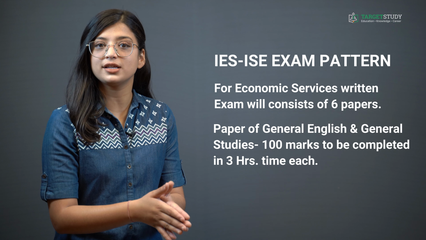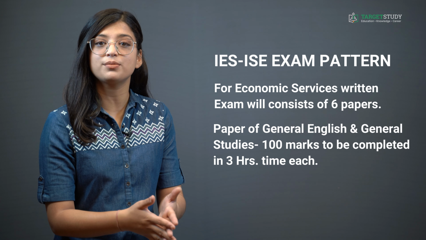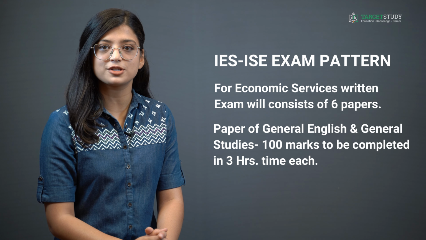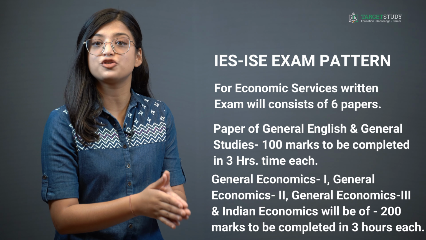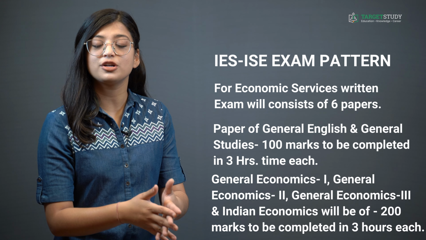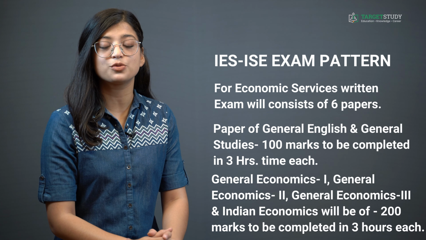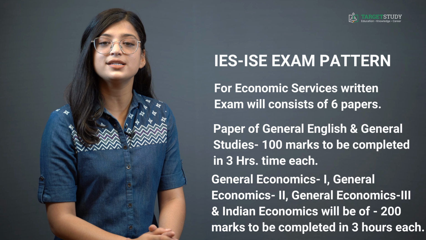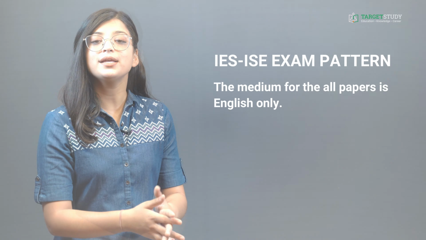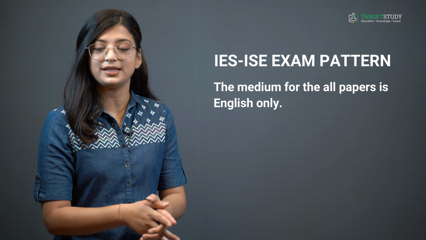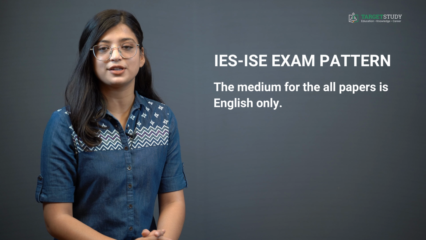Paper 1 of General English and General Studies will be of 100 marks each, to be completed in 3 hours, and papers of General Economics 1, General Economics 2, General Economics 3 and Indian Economics will be of 200 marks to be completed in 3 hours each. The medium for all the papers is English only, and all the papers will be subjective in nature.